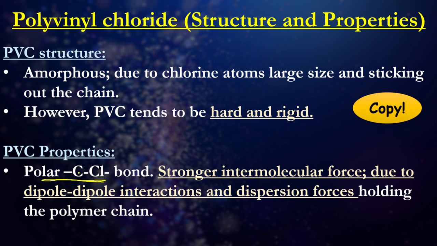Okay, so between the carbon and chlorine bond, we have dipole-dipole interactions. So that's kind of the reason why it's more hard and more rigid. Because of this dipole-dipole bond, it creates a stronger bond between the different or the same polymers. Okay, so that's why even though it has low density, it's still hard and rigid because it has a stronger interaction of the intermolecular forces. Okay, so I'll let you just quickly jot that down.